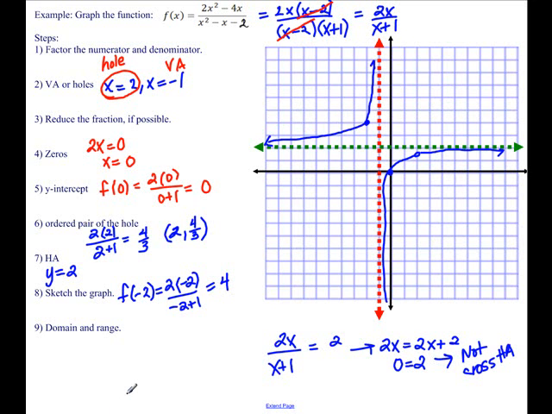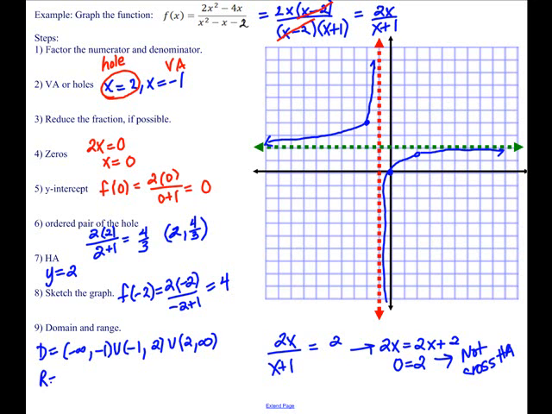Now, what about my domain and range for this particular graph? Well, the domain again excludes the values that make the denominator 0. So that is whether we have a hole or a vertical asymptote. So we're going to have to exclude the values of negative 1 and 2. So we would have negative infinity to negative 1, union negative 1 to 2, union 2 to infinity.